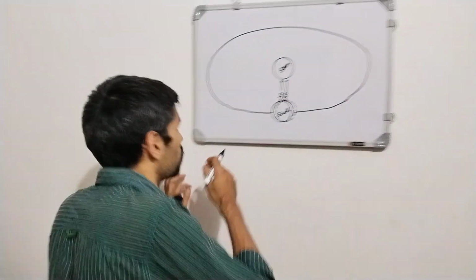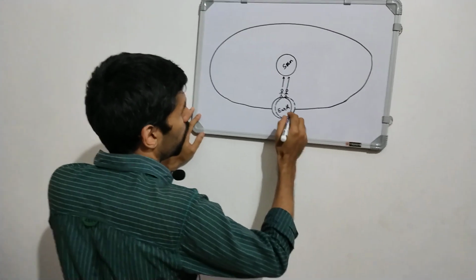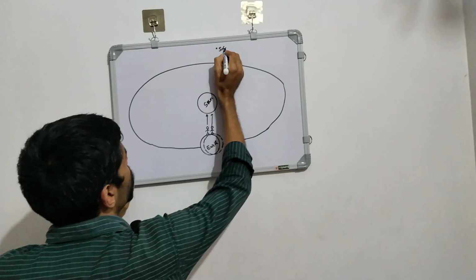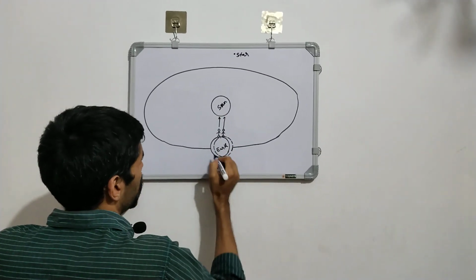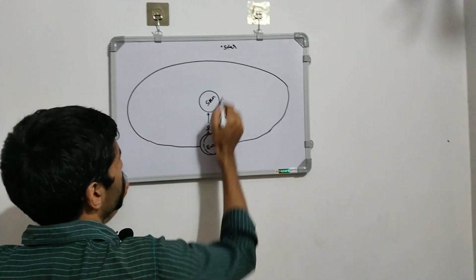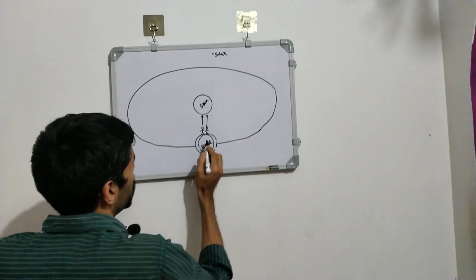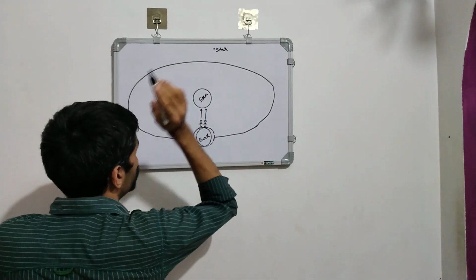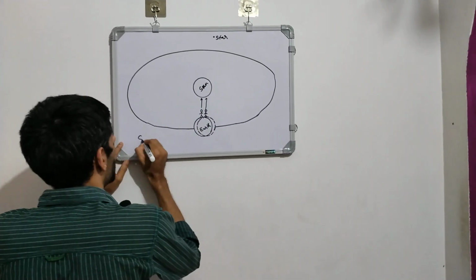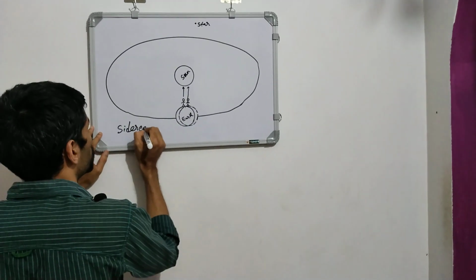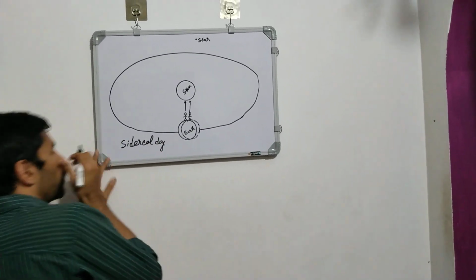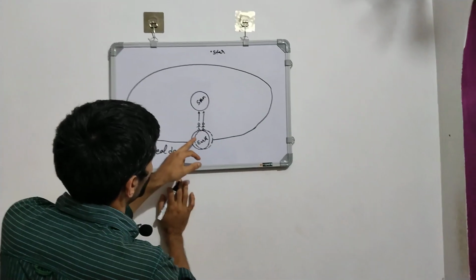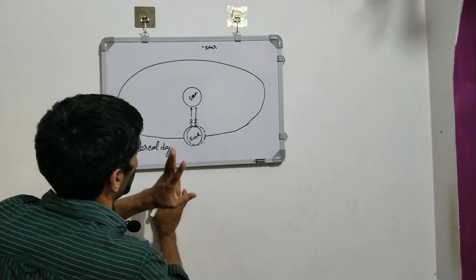As we have already seen, the sidereal day is a day calculated with respect to some distant star. Here we have one distant star, and the rotation of Earth will be calculated with respect to this distant star. The time taken by Earth to complete one rotation on its axis with respect to this distant star is called a sidereal day. On the other hand, the time taken by Earth to complete one rotation on its axis with respect to the Sun is called a solar day.